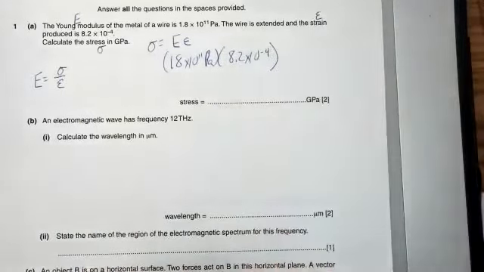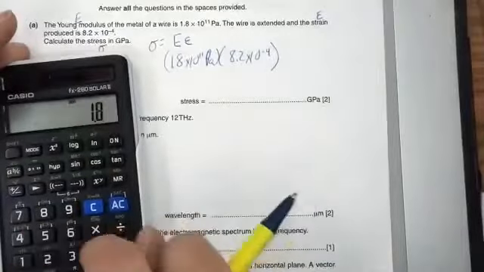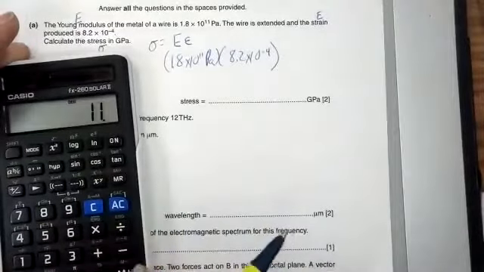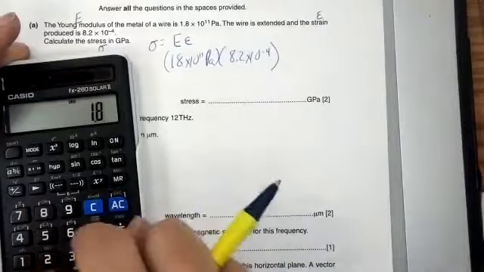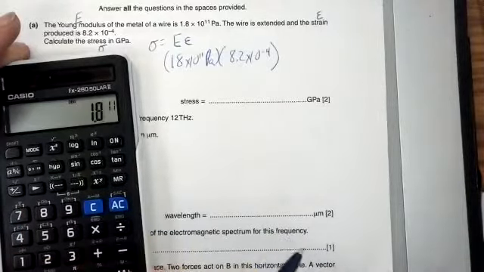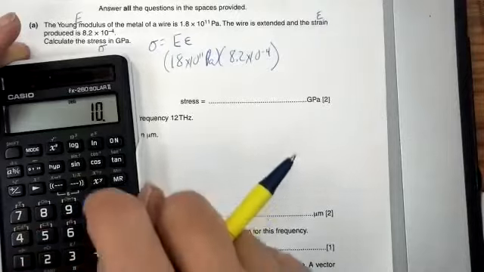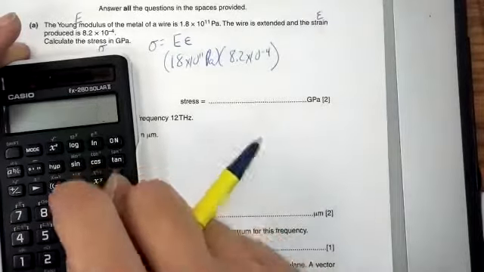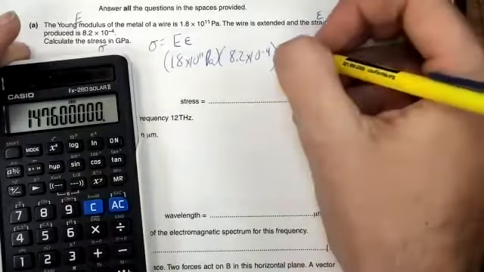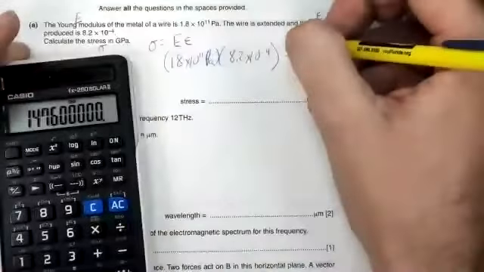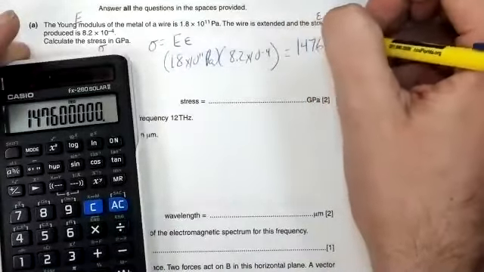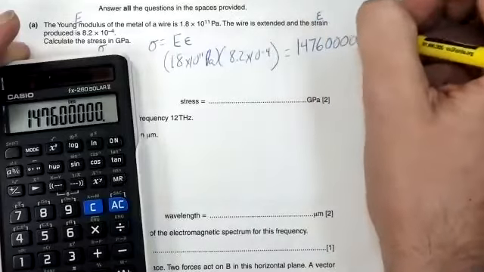So we just multiply those two numbers. I got 1.8 by 10 to the 11th times 8.2 by 10 to the negative 4. And that gives me a calculator value of 147600000.